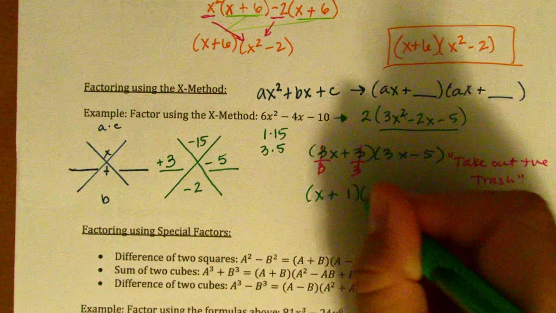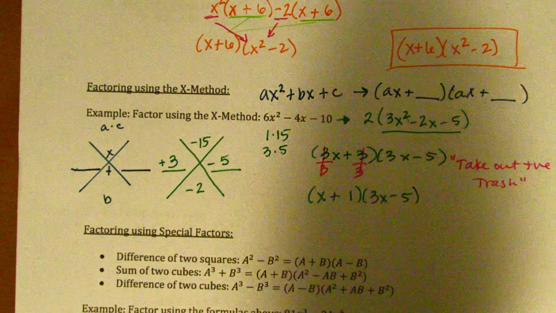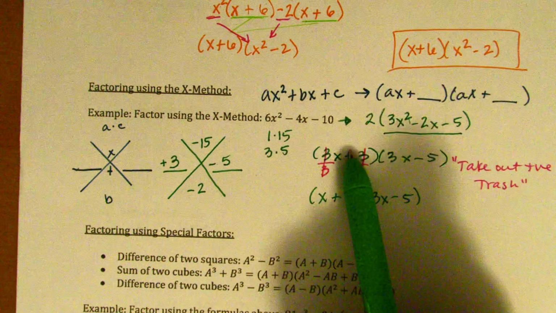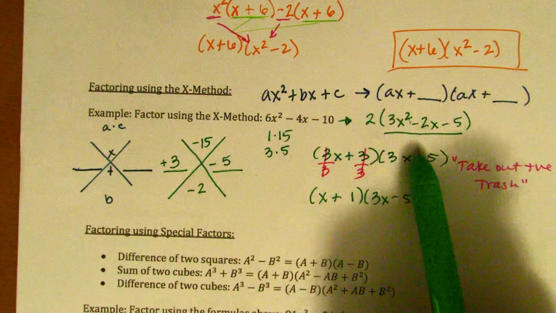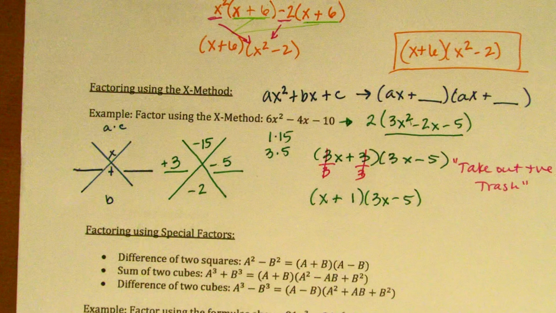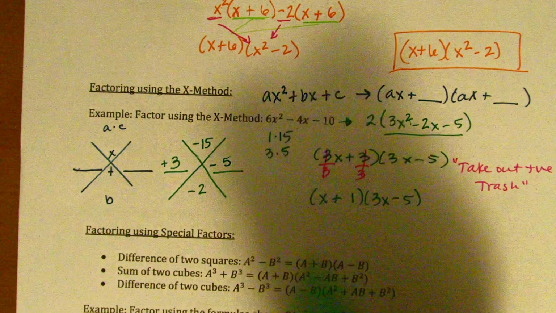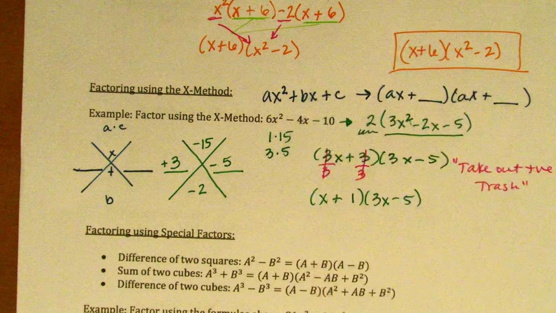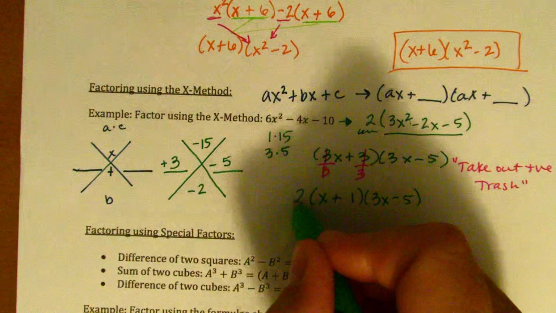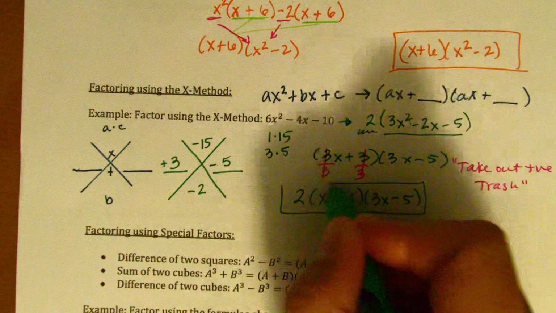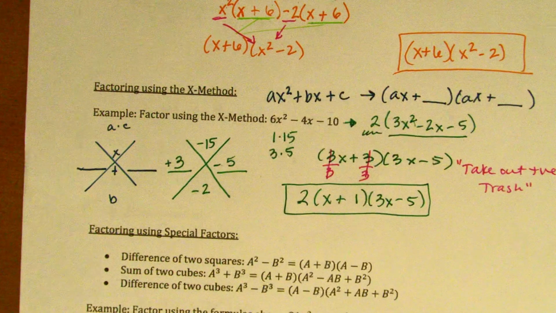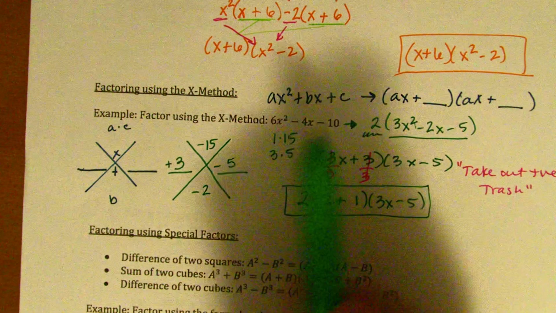And then I have 3x minus 5. Now it's possible that there's trash in this one, it's possible that there's trash in this one, or it's possible that there's trash in both of them. So you need to make sure you're checking both of them. And then I also need to make sure I don't forget the 2 that we pulled out in the beginning. If I use the box method or FOIL and multiply that out, I will in fact get what I started with.